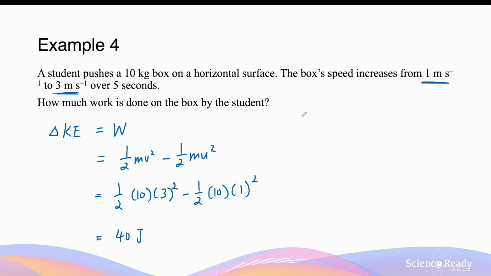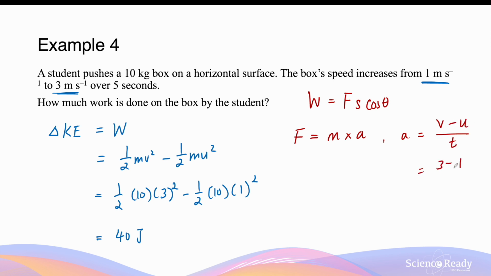This question can be done using a different method. We can also find the work done by considering the force applied on the object, multiplied by its displacement due to the applied force, times cosine theta. We can find the force applied by considering the mass of the object times its acceleration. This is Newton's second law. The acceleration of the object is given by its final velocity minus the initial velocity over the change in time.